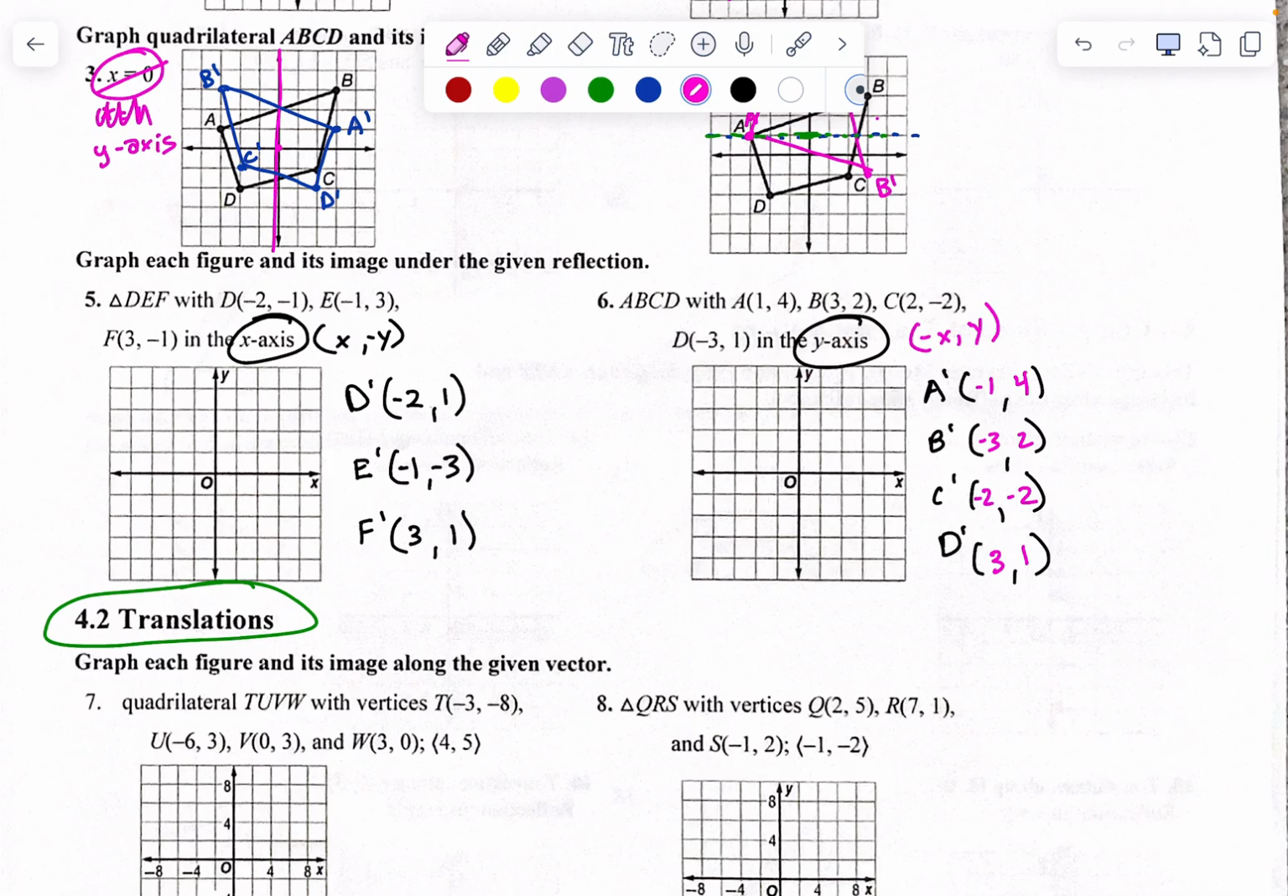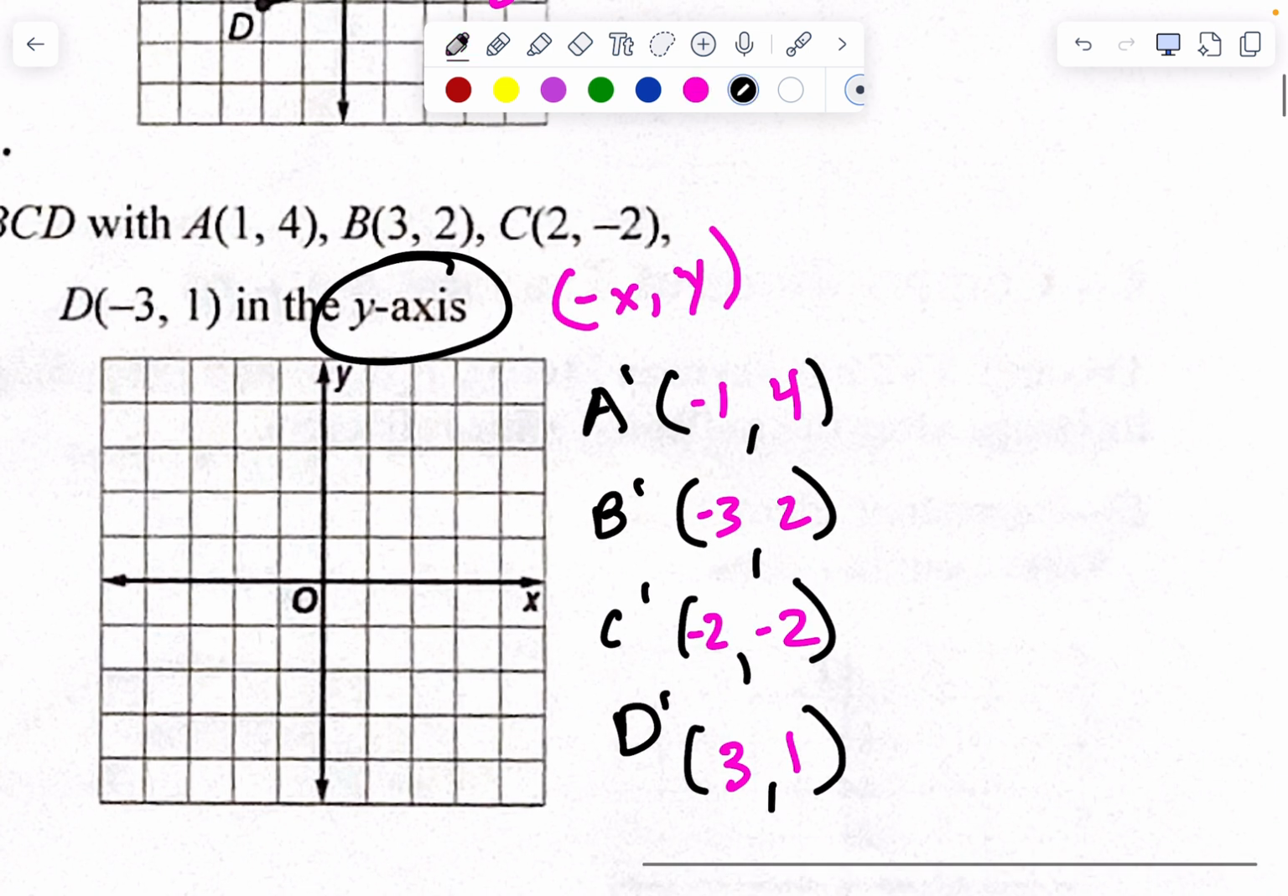That was all reflections. Then we move on to translations. Wait a minute. If you graph that. Graph it? Yeah, it makes no sense. All right. Graph 1, 4 is A. B is 3, 2. C is 2, -2. And D is -3, 1. Okay, that's my original. He looks like a trapezoid.